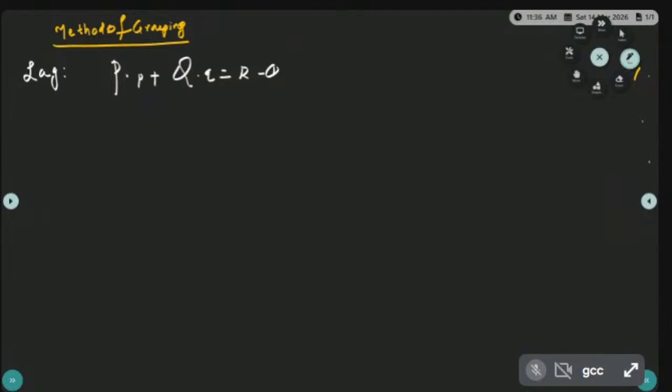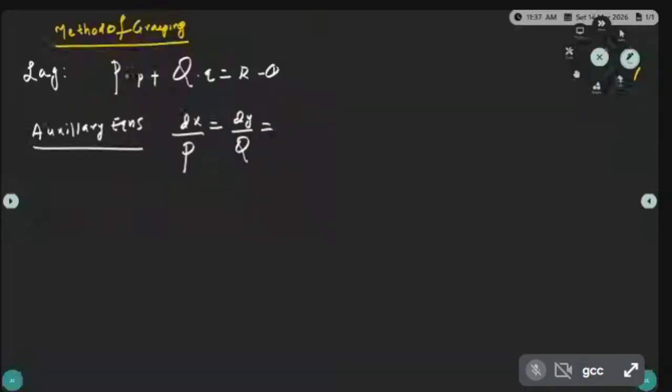Here, the auxiliary equations are dx by capital P, dy by capital Q, and what is the next one? Guess, it is very easy. Yes, tell me. Now, select any two pairs and solve. Dear all, select any two pairs.